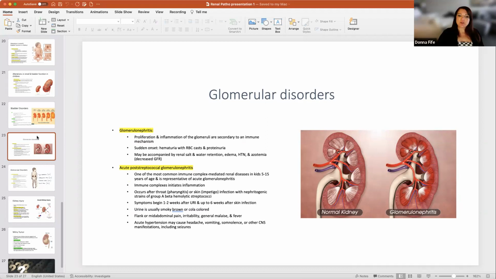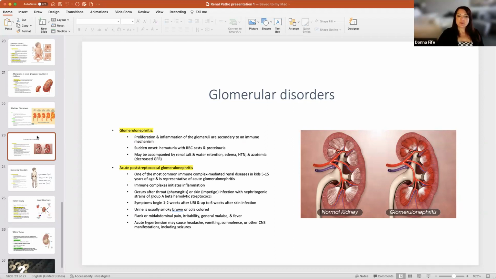Acute post-streptococcal glomerulonephritis. This is one of the most common immune complex mediated renal diseases in children 5 to 15 years of age and is representative of acute glomerulonephritis. There are immune complexes that initiate inflammation, and this often occurs after throat pharyngitis or a skin impetigo infection with nephritogenic strains of group A beta hemolytic streptococci.